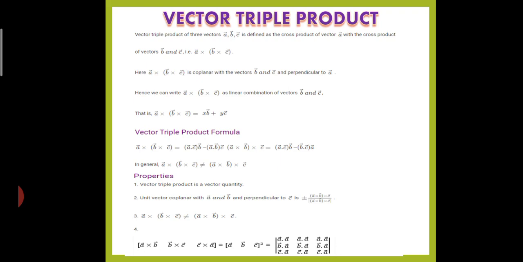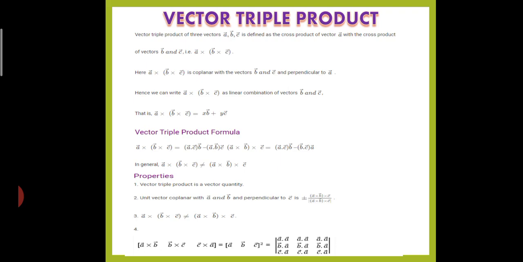Now, vector triple product formula: A cross (B cross C) is equal to (A dot C)B minus (A dot B)C, and (A cross B) cross C is equal to (A dot C)B minus (B dot C)A. In general, A cross (B cross C) is not equal to (A cross B) cross C. Here are some properties of the vector triple product. First, the vector triple product is a vector quantity.